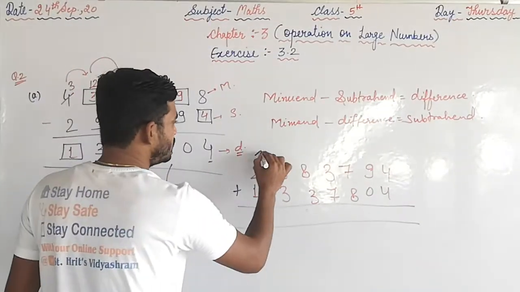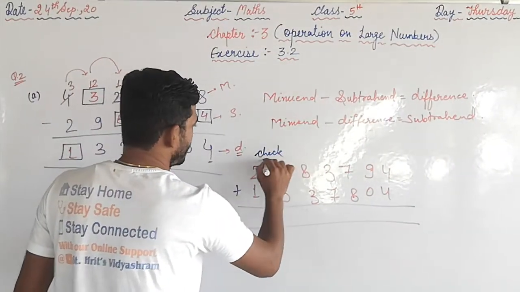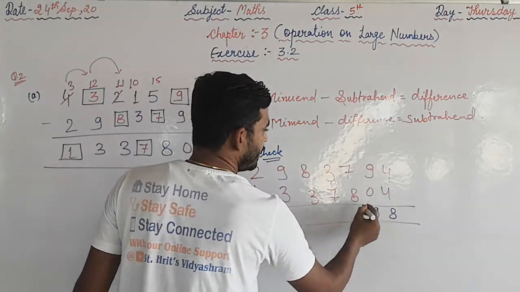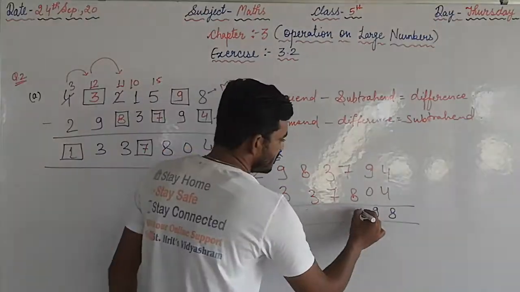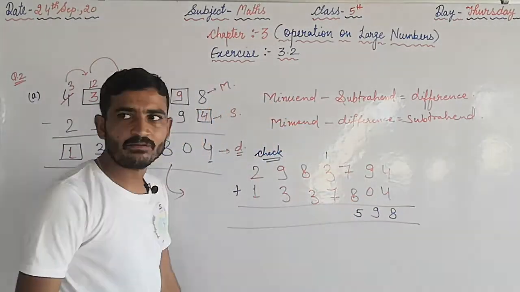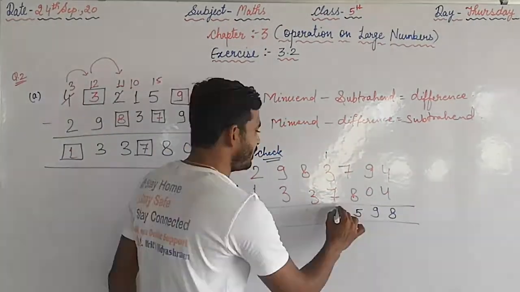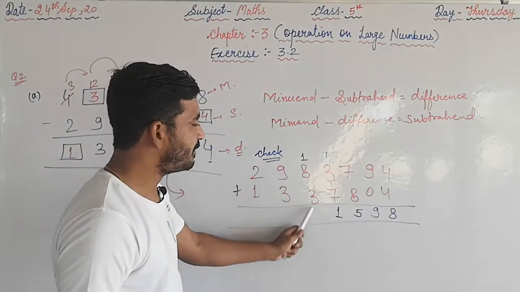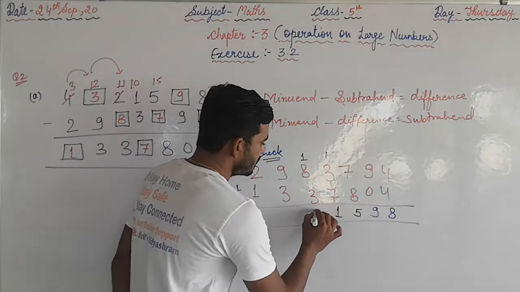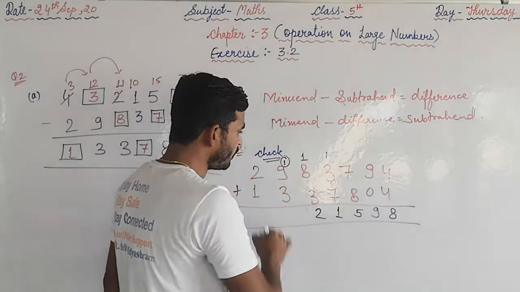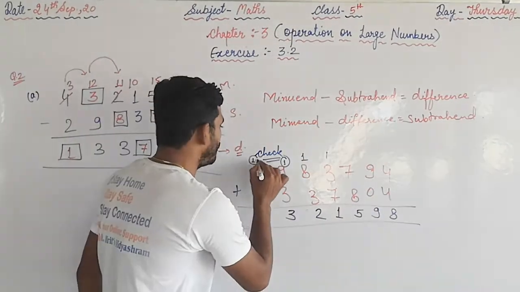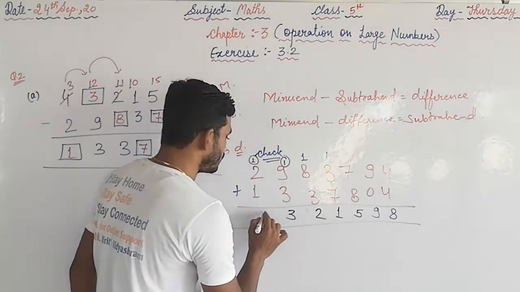We are going to check. 4 plus 4, 8. 9 plus 0, 9. 8 plus 7, 15, carry 1. 7 plus 3, 10, 10 plus 1, 11, 1, carry 1. 8 plus 1, 9. 9 plus 3, 12, 2, carry 1. 9 plus 1, 10. 10 plus 3, 13, 3, carry 1. 2 plus 1, 3. 3 plus 1, 4.